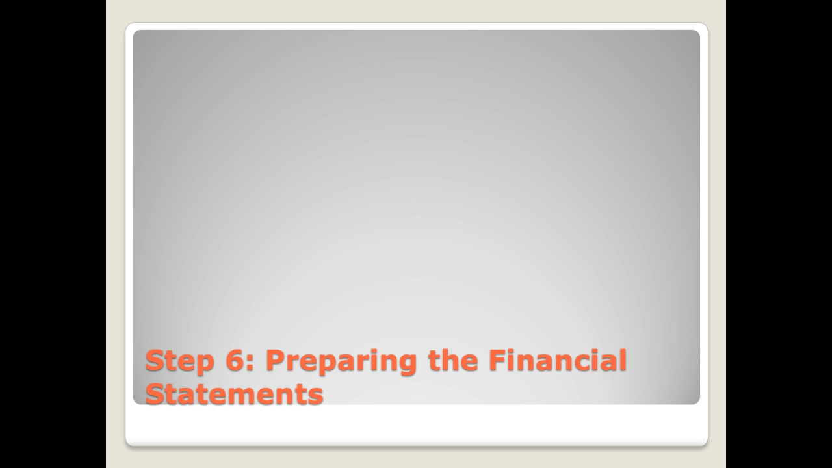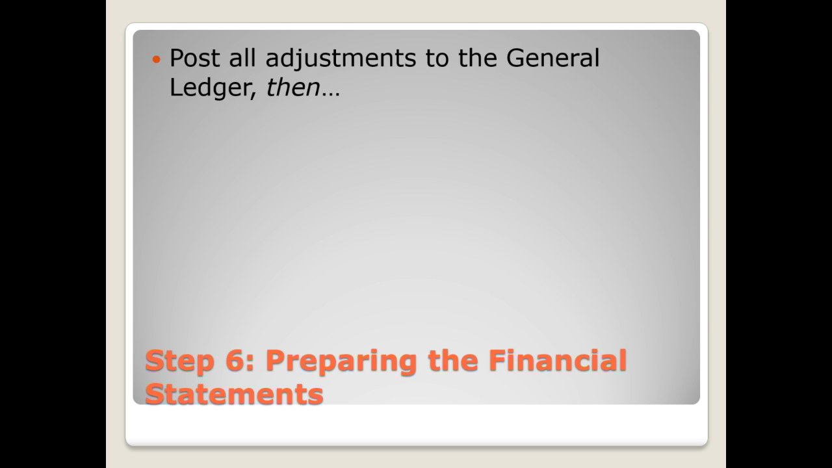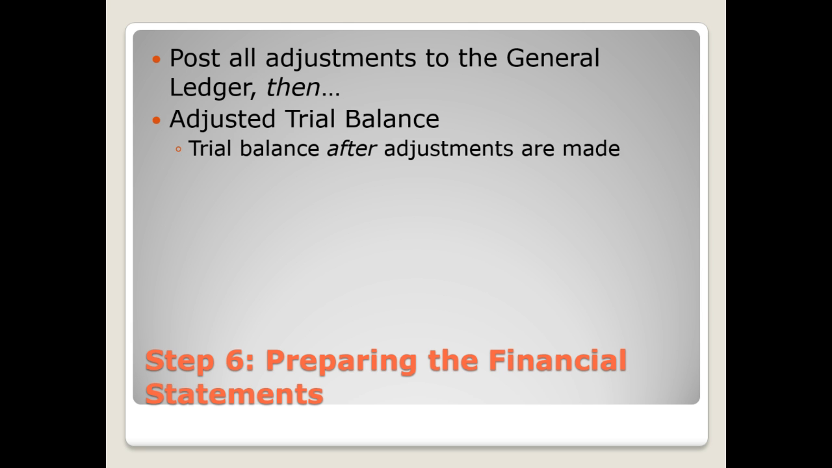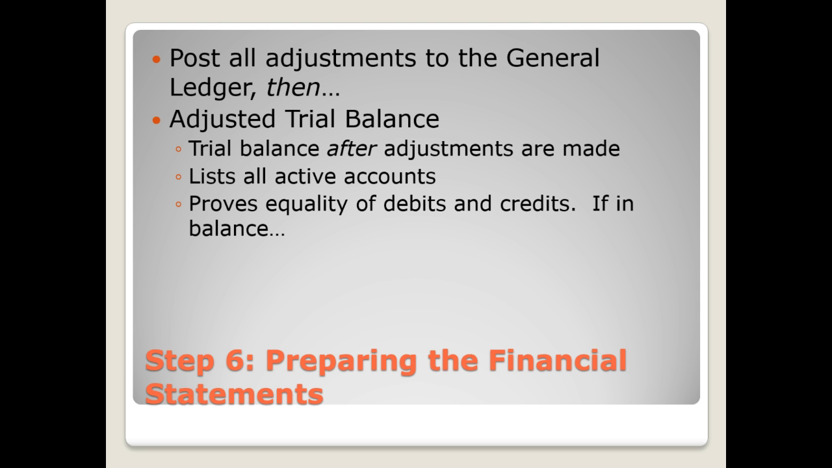In order to prepare the financial statements, we will have to take all those adjusting entries that we just went over, and we're going to have to put them back into the general ledger. We will then have to repost to the general ledger and then create an adjusted trial balance, which will take into account all the adjusting entries for all of the active accounts. We then have to ensure that all the debits and credits equal each other on the adjusted trial balance. If they don't, we've got to go back and find where the error is. And then and only then can we prepare the final financial statements.